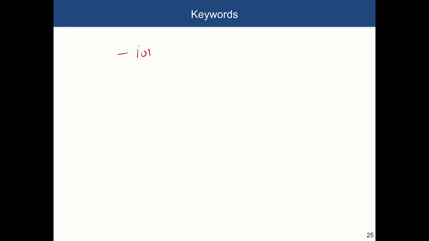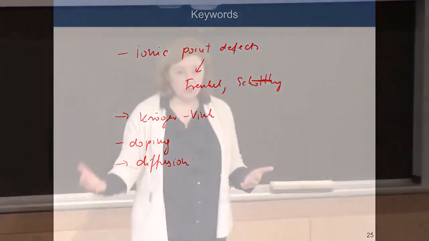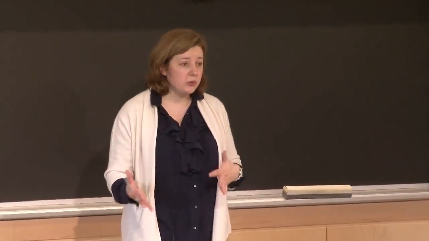But before we leave, next time we will talk about dislocations in materials, but I would just like to summarize what we learned today. So we talked about ionic point defects. And we specifically talked about Frenkel and Schottky. We talked about Kröger-Vink notation. And we talked about doping in semiconductors. And specifically, we talked about diffusion as a process that happens when you have concentration gradients in materials, that sometimes it's enhanced and you want to enhance it, and sometimes you want to prevent it. But in any case, you need to know what is driving that process.